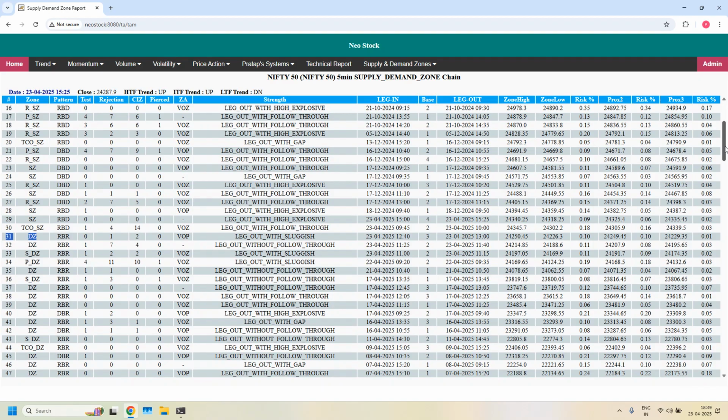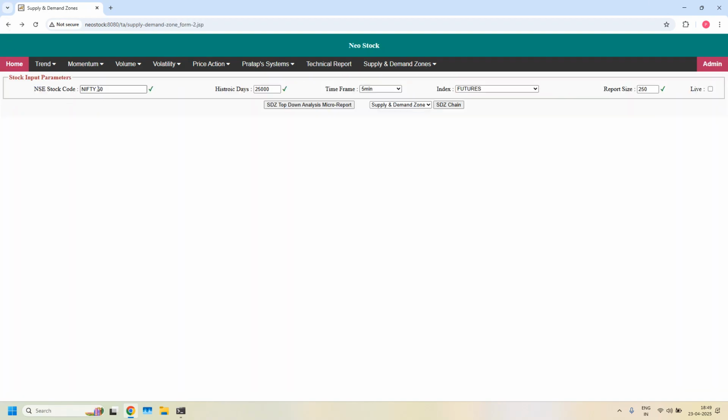So with this we have completed Nifty supply demand zone chain generation. Next we will generate Bank Nifty supply demand zone chain. I am going back, changing the name to Nifty Bank, that is nothing but Bank Nifty. And starting with monthly time frame, generating monthly supply demand zone chain for Bank Nifty.